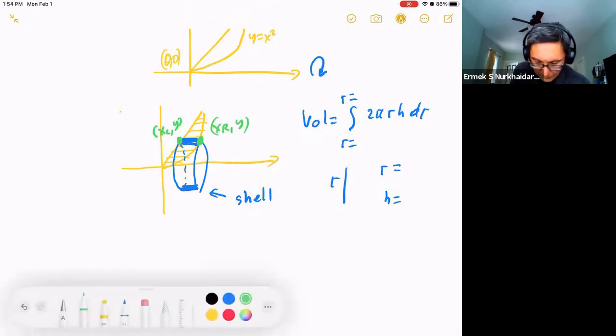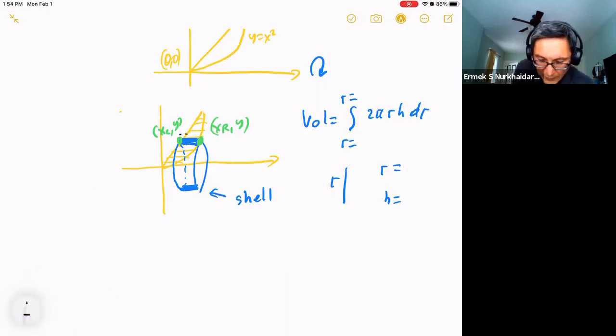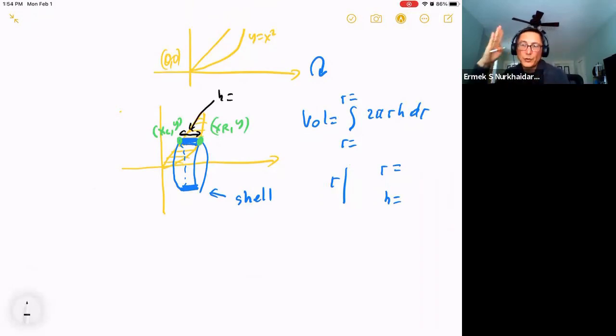So the height is from here to here. That's the height. Height is horizontal. To find a horizontal distance, we look at the x coordinates of the points. It's the horizontal distance between two points, the difference between the corresponding x coordinates. So height equals x right minus x left.